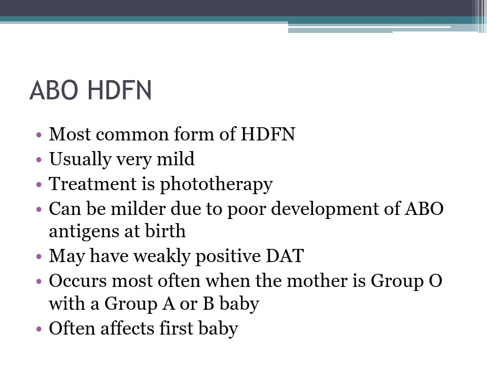So we think about that a little bit and go, okay, my mother's group O, they therefore have anti-A and anti-B. And if we have a baby that's group A or group B, they're going to have the potential to have this usually mild but common form of hemolytic disease of the fetus and newborn.